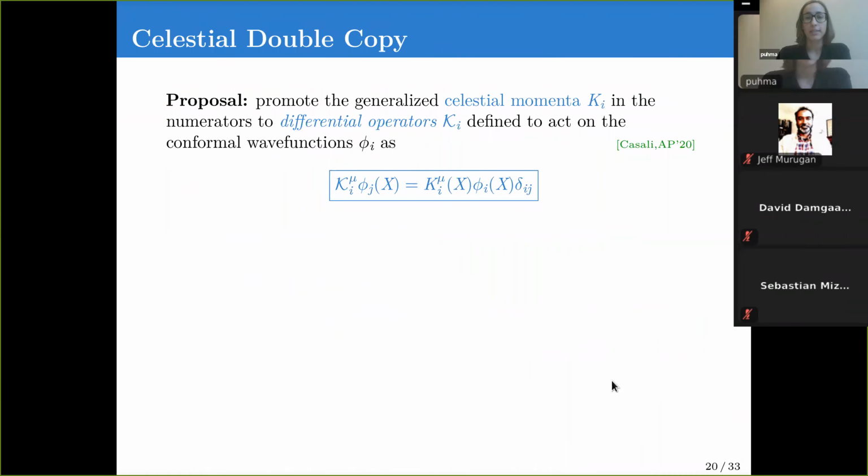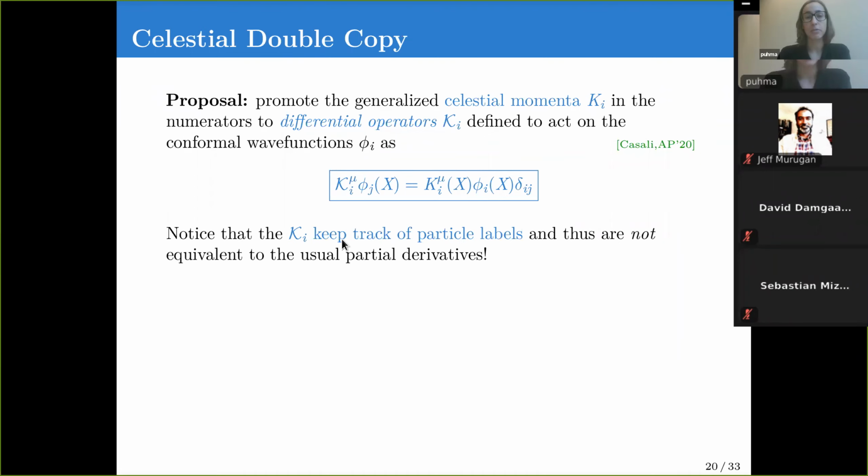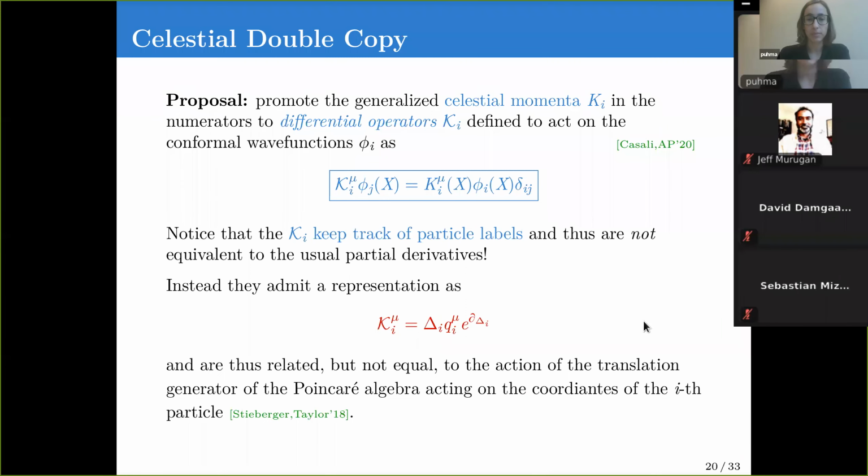So our proposal is that instead of using the celestial momenta in the amplitudes, we should actually promote them to differential operators that act on the scalar wave functions with the particular property that acting on the wave functions, it gives us sort of the eigenvalue, the celestial momenta, but it also keeps track of the particle label. So since they keep track of which wave functions they are supposed to act on to give a non-zero result, these differential operators are different from the usual partial derivatives. Another thing to mention about these differential operators is that they take a nice representation in terms of an operator that shifts the conformal dimension of the particles in the amplitude.